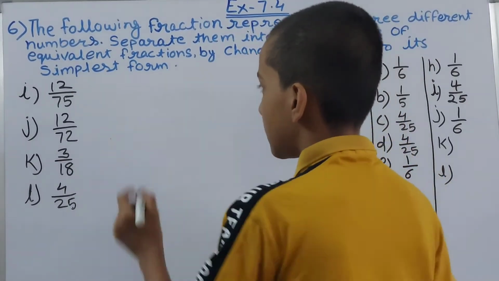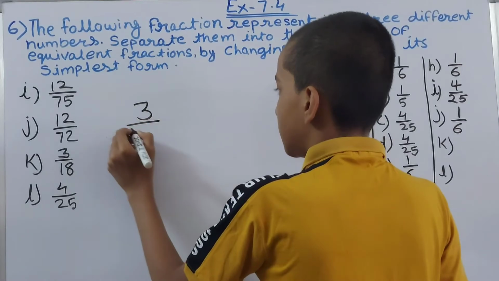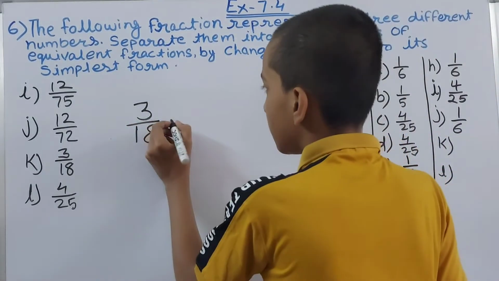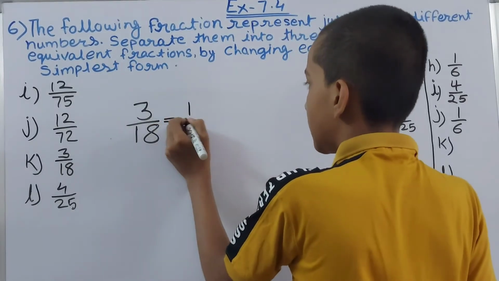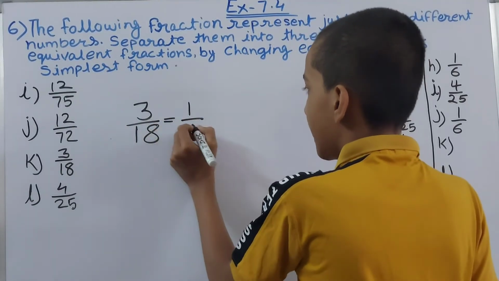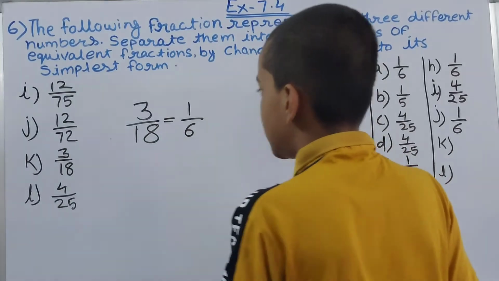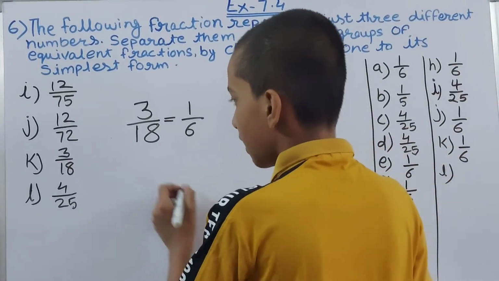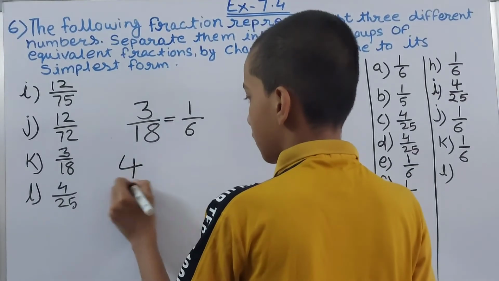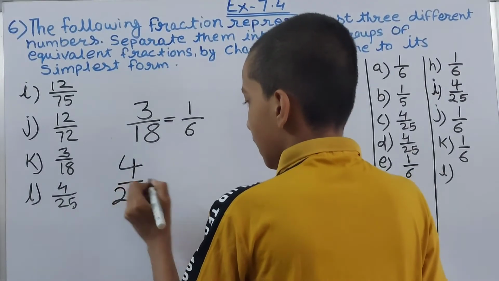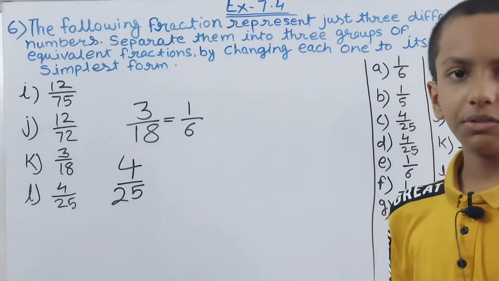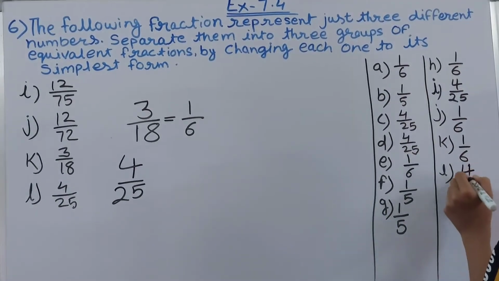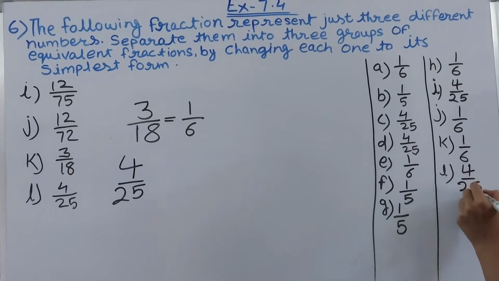So let's solve. This is 3 upon 18, and as we know, we solved it previously. 3 upon 18 both will go by 3, 3 goes 1 time and 18 goes 6 times, that is 1 upon 6. Now we have the l part, that is 4 upon 25, and as you can see 4 upon 25 is in its simplest form. So simply we will be writing 4 upon 25.